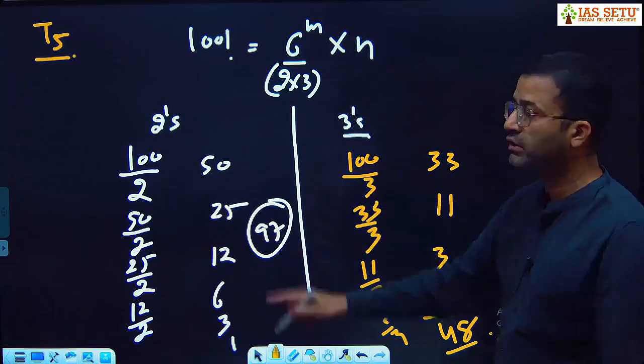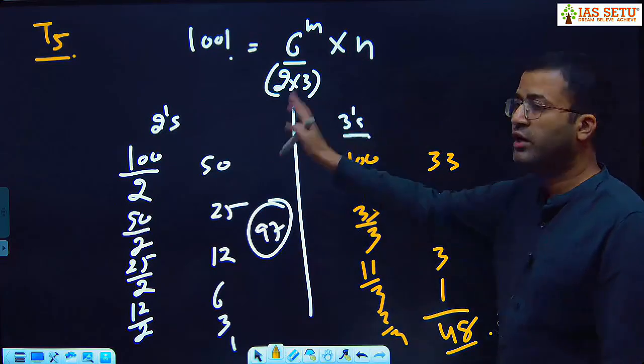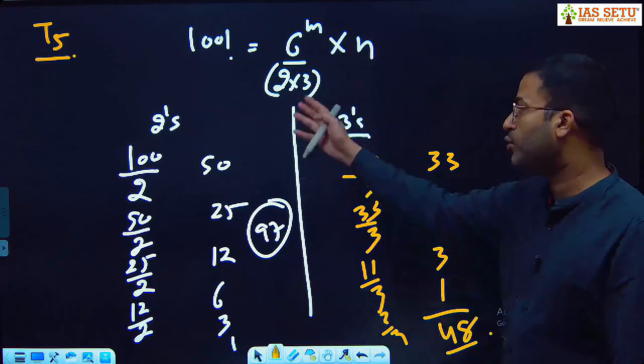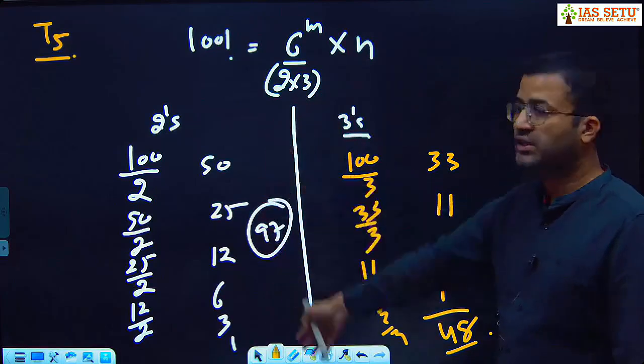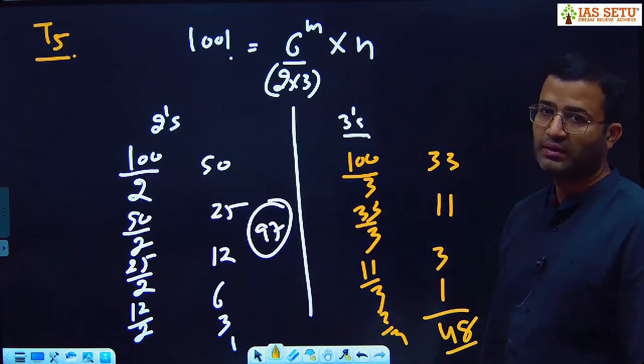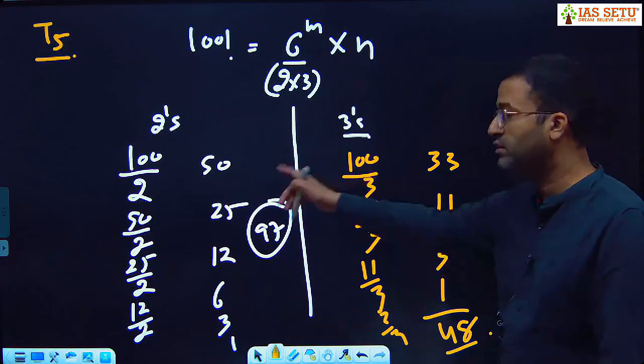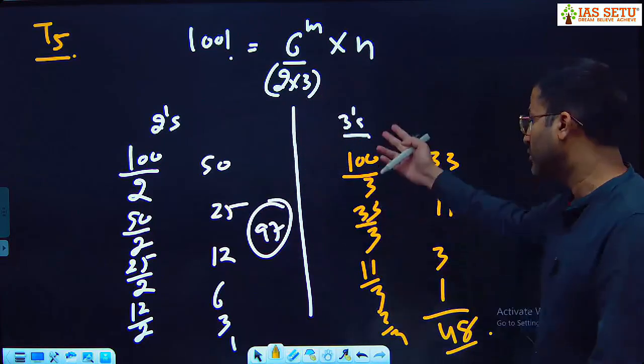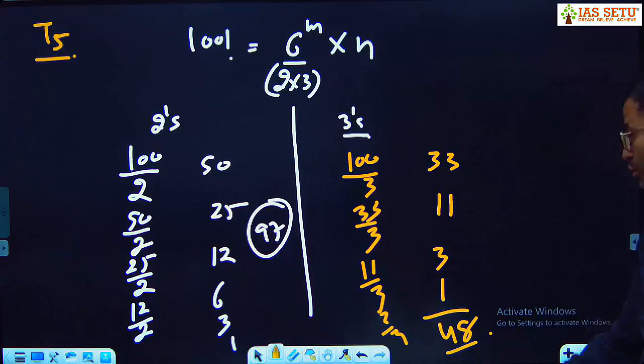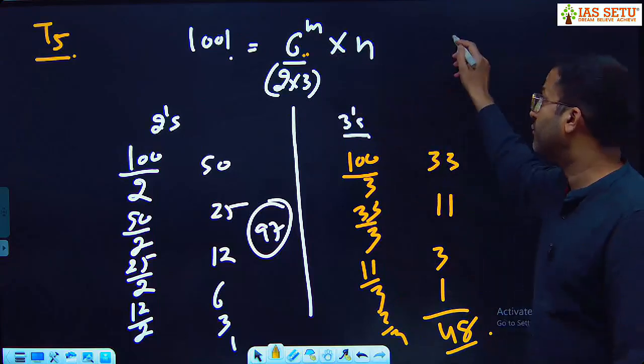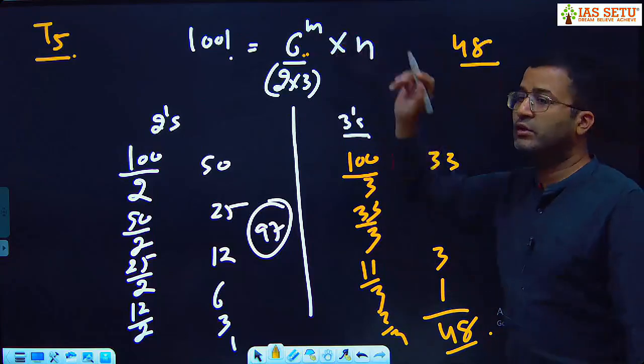So the lesser will decide. Every 3 will get a 2. Some poor 2s will be left wandering alone like bachelors, and we can't do anything about that. Every 3 will get a corresponding 2 because 3s are lesser. So here how many 6s will be there? 48. So what is the value of m? 48.